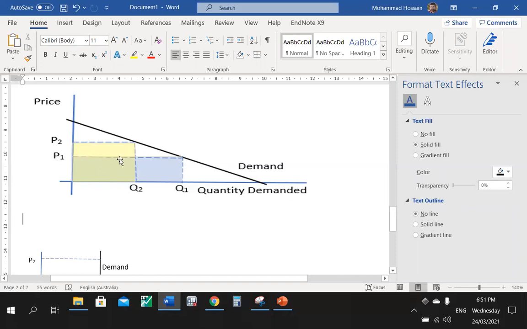Now, this part is common, you see? P1, P2, this part is common. You are getting this much. So what about the bright yellow and bright blue, these two? This much you are losing. This much you are gaining. Are you losing more or gaining more?